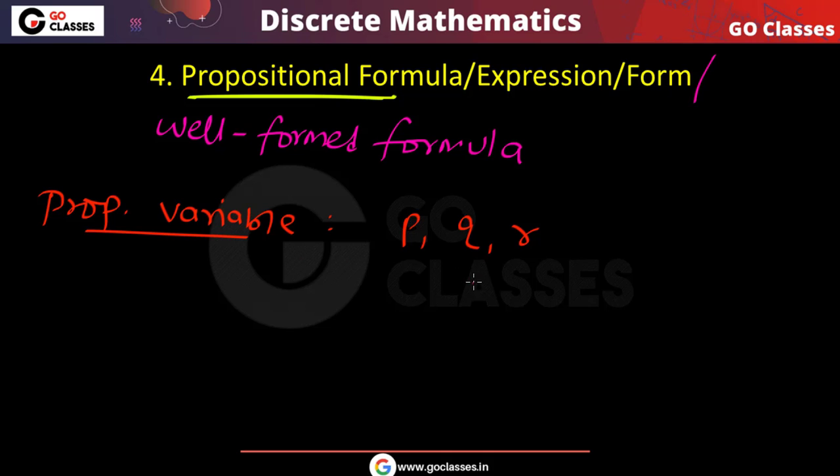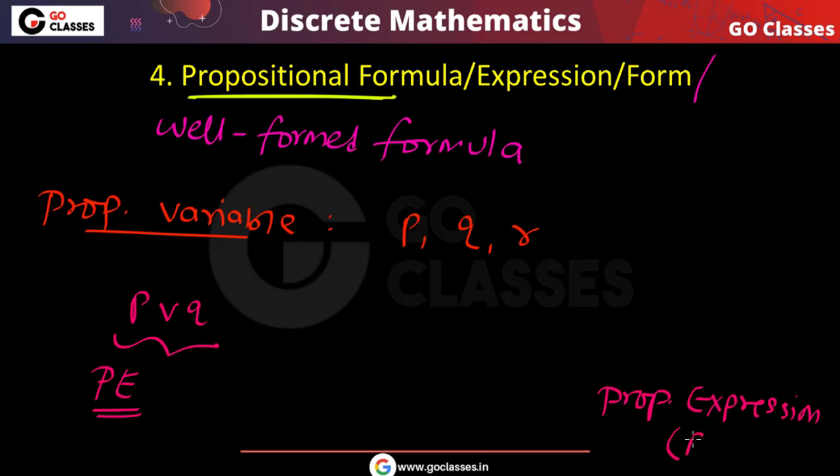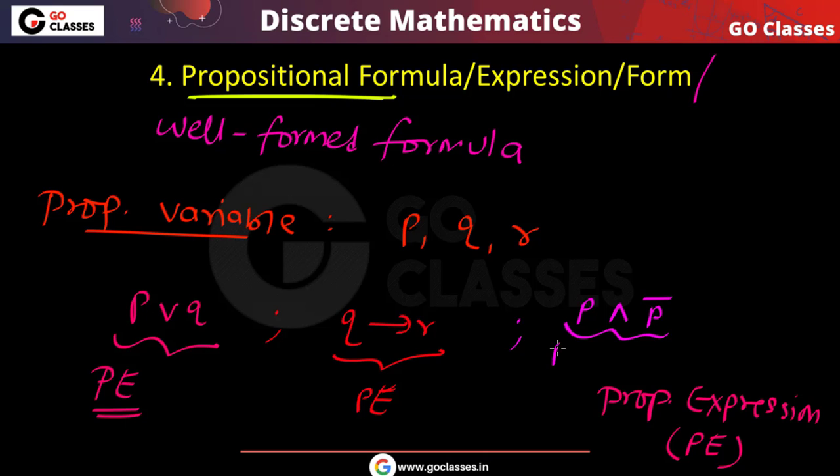If these are propositional variables, then we can create expressions. For example, I can create this expression. This is called a propositional expression, PE in short. Q implies R is also a propositional expression, or propositional formula. For example, P and P dash is also a propositional expression, and P dash is also a propositional expression.